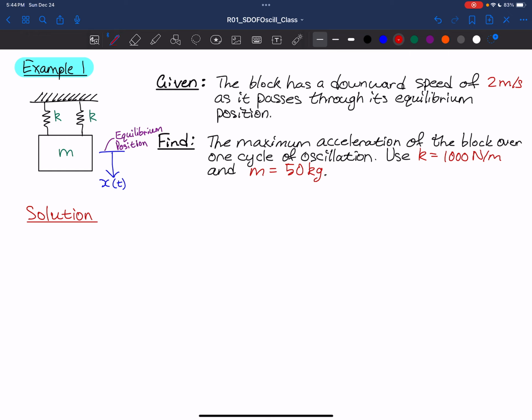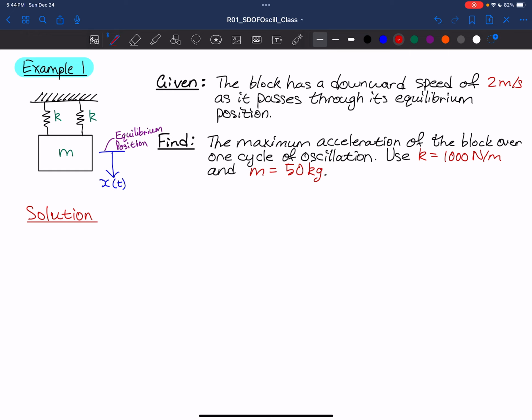Okay, we now are asked to find the maximum acceleration of the block over one cycle of oscillation. And we need to use that the stiffness, or K, the spring constant K, is equal to 1,000 newtons per meter, and the mass is equal to 50 kilograms. And you can see that in the diagram shown here, we actually have two springs attaching this. So it's not just going to be a single K, we're going to have multiple K involved in our equation of motion.